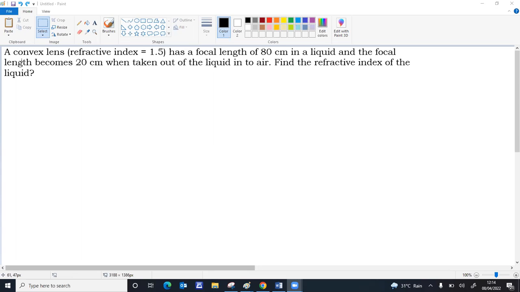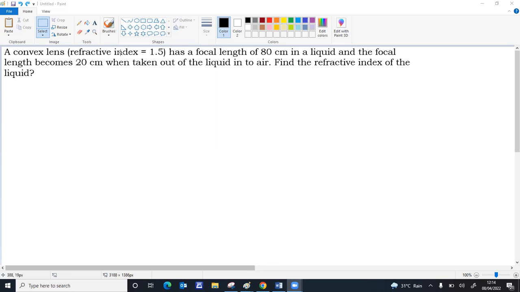In this question, a convex lens is given. The refractive index of the convex lens is 1.5. The focal length of the lens is 80 centimeter when placed in a liquid, and the focal length is 20 centimeter when the lens is taken out of the liquid into air. We need to find the refractive index of the liquid.